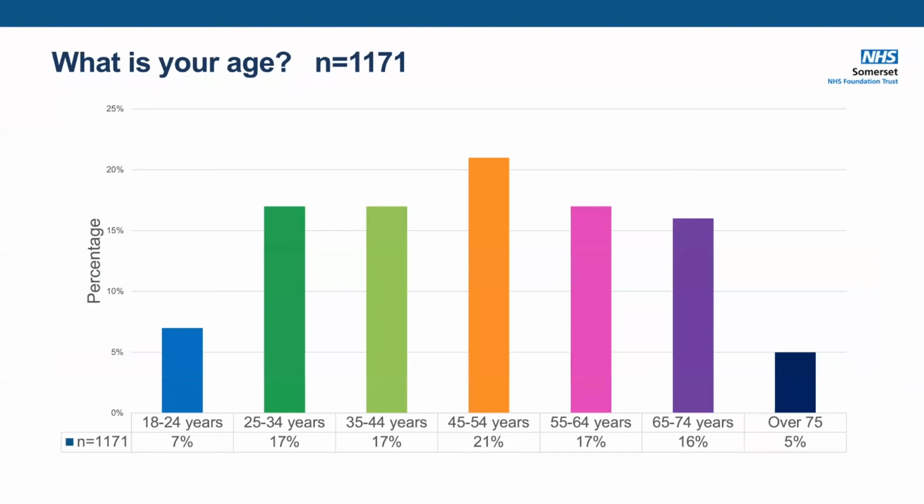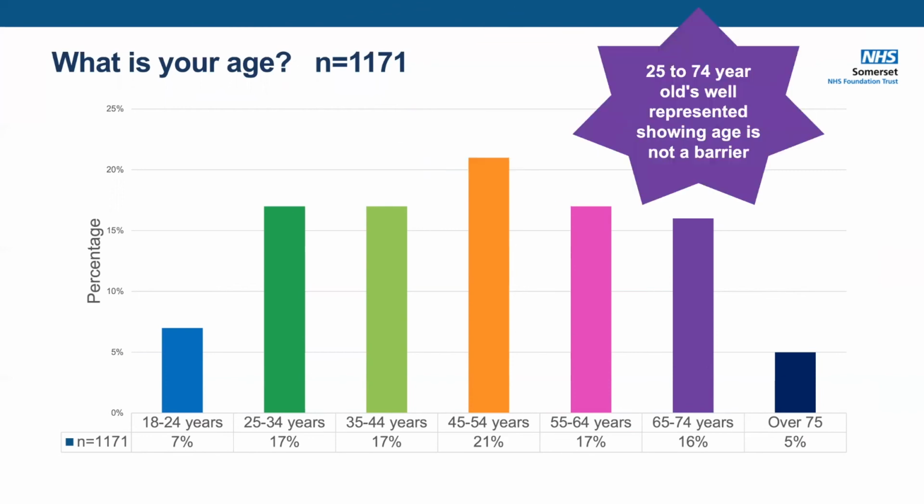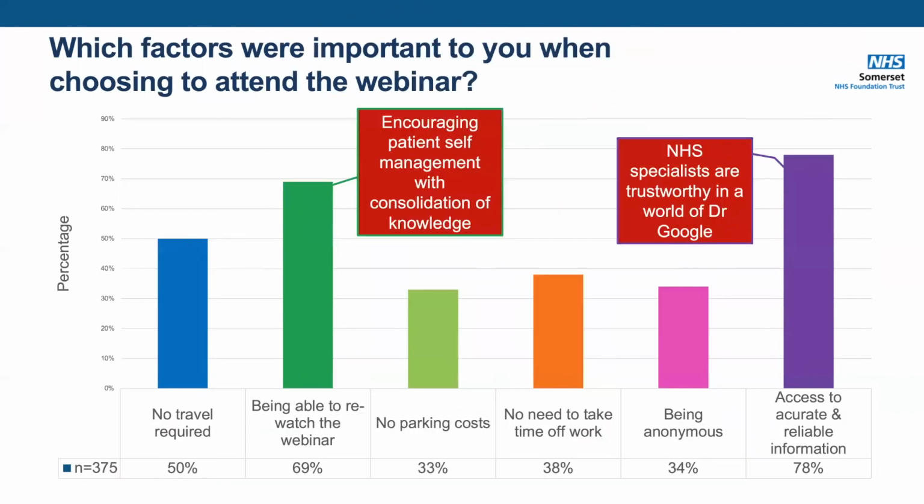Here's some of our outcome data. So you can see, for age, this is for our IBS webinar, 1,171 people, and you see a really nice spread of most age groups. All the way up to 74 years old, we've got a really good spread between 25 and 74 years old. And I think that dispels the whole myth that you're going to alienate the older population by using webinars. That just simply wasn't the case. So 25 to 70-year-olds, all well represented.